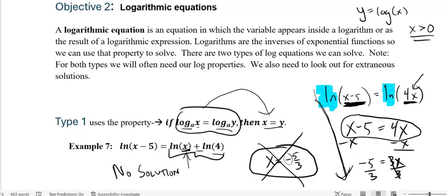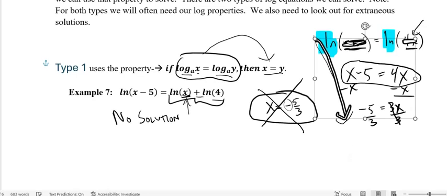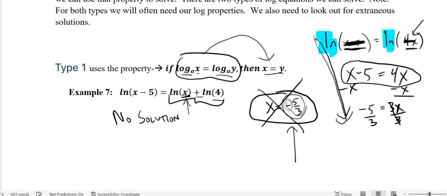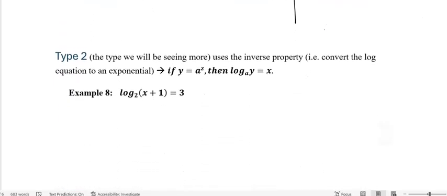So we'll see that come up from time to time. We see it in our first example. Always check, do your math, check your work. If you have a negative answer, just plug it back in. You don't have to plug it in to see if you're right. Just plug it in to make sure you're not taking the natural log or any log of a negative.